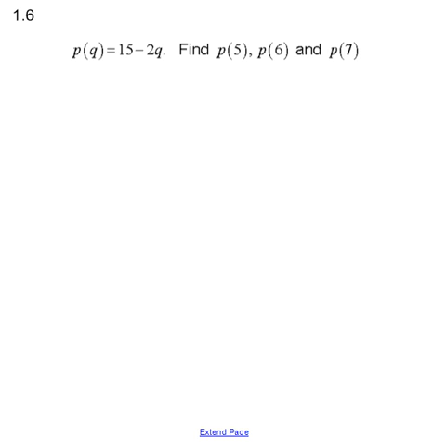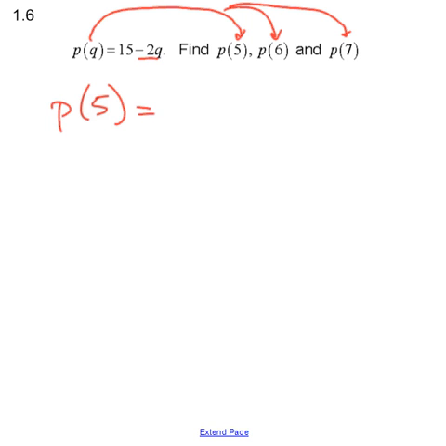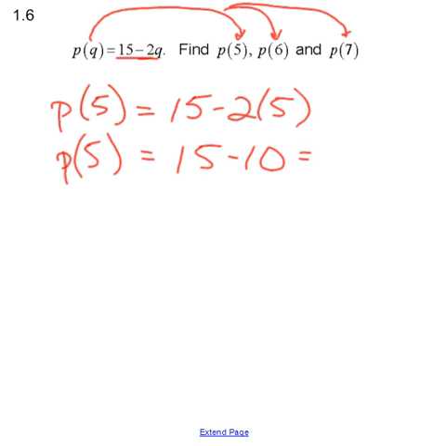Remember, what that means is the q is going to be 5 or 6 or 7. So it just means substituting those in for q. So the way we're going to write that is p of 5, we're writing this function down with 5 in for q. So just like that. So p of 5 is 15 minus 10, which is 5.